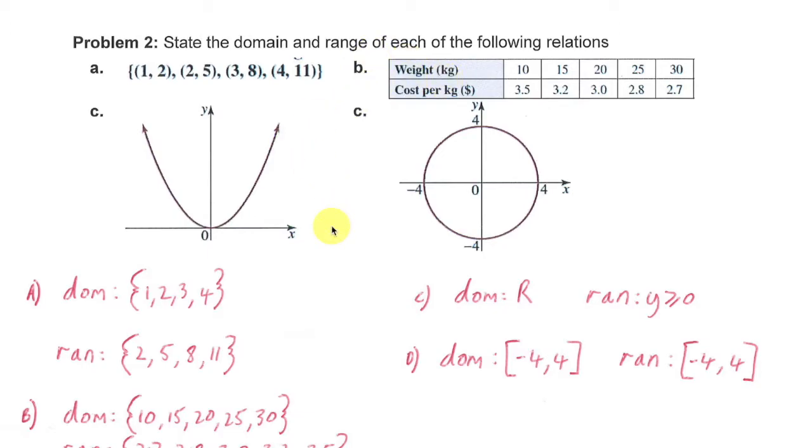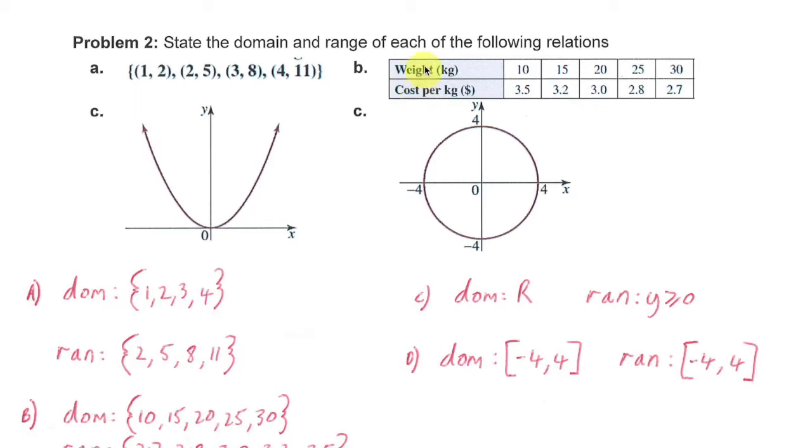State the domain and range of each of the following. So here we have an ordered pair, and remember the domain is simply the first number of each of these, so 1, 2, 3, 4, and it's in order of lowest to highest that we listed, squiggly brackets. The range are the second numbers, so 2, 5, 8, 11, and there they are.